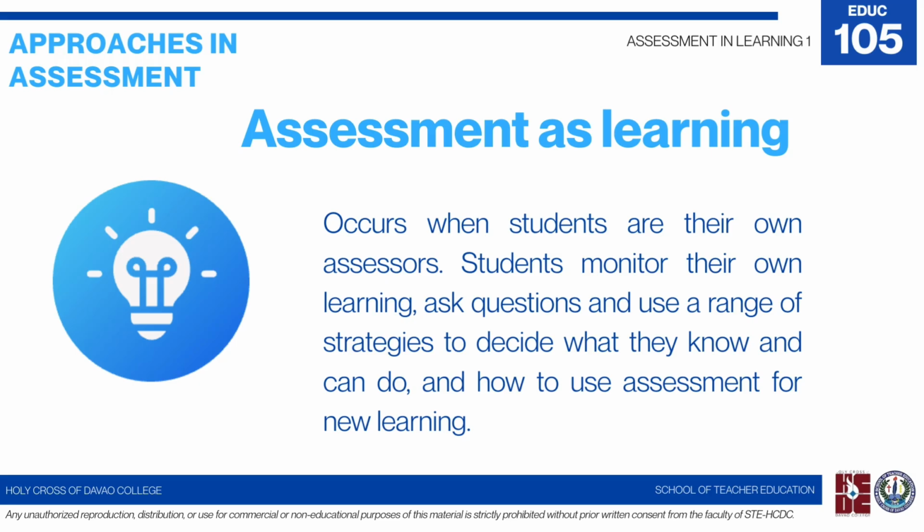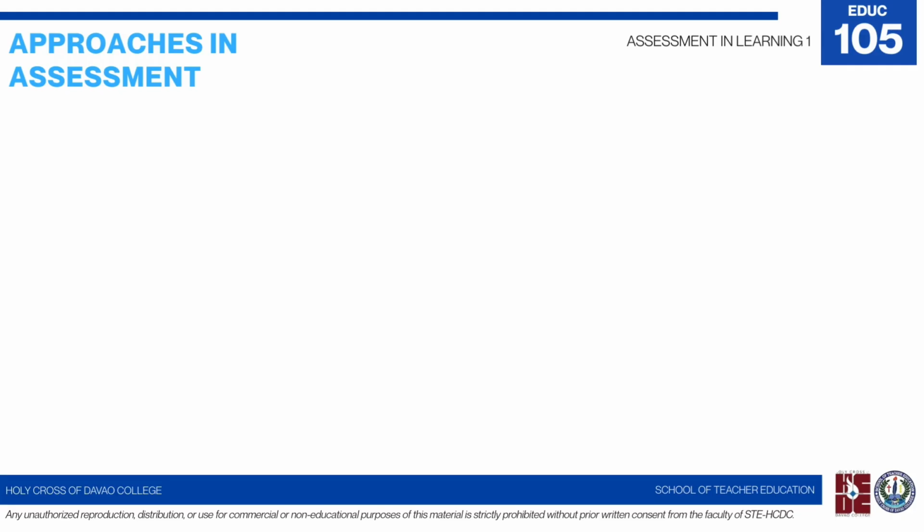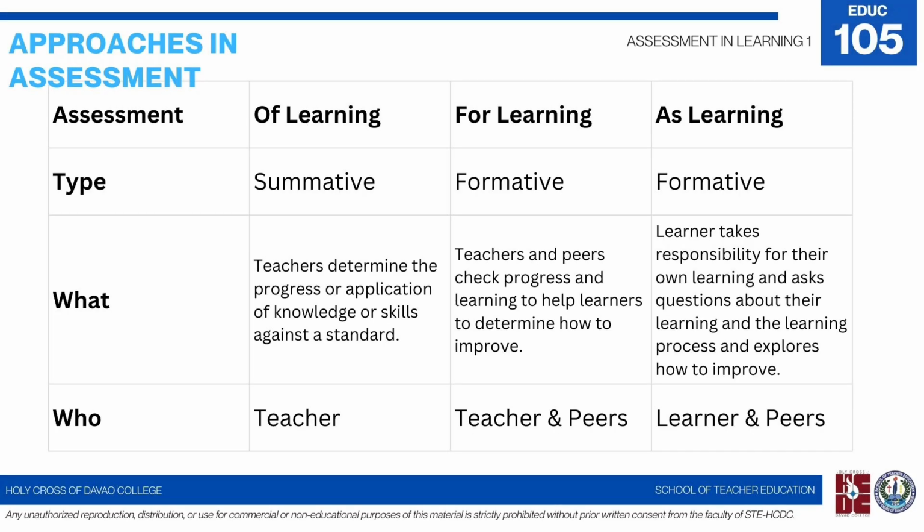So, for comparison purposes, we have assessment of learning, which is a formal test, periodic, or for grades; assessment for learning could be ongoing feedback that improves learning; and assessment as learning is reflection and self-evaluation. Let us have additional examples of these different approaches in assessment. So, in the table, we can say that assessment of learning is summative, assessment for learning is formative, and assessment as learning is another formative assessment.